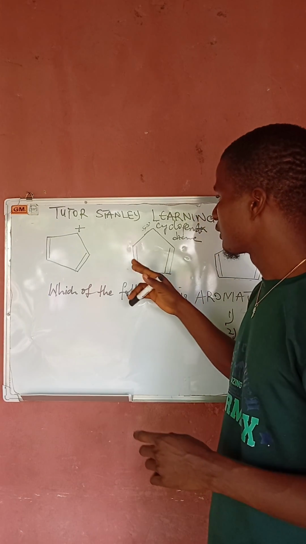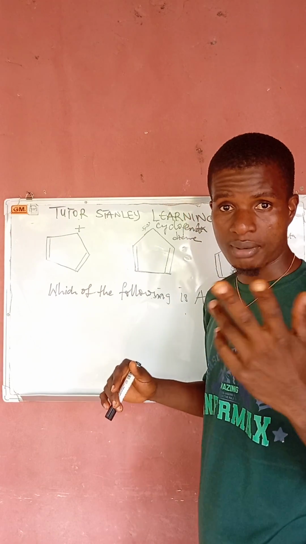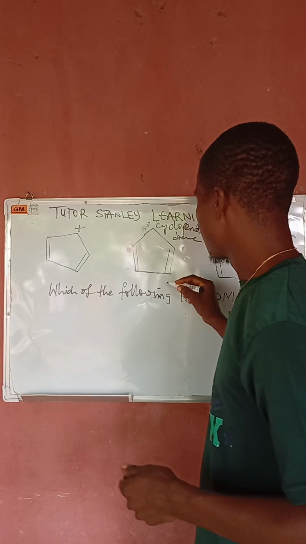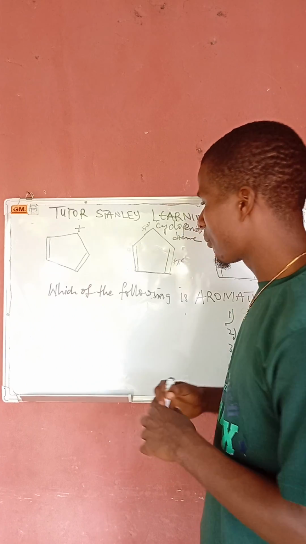The double bond, we can only see 2 double bonds here. And a double bond means 2 electrons. Chemistry student, can you remember? So since we have 2 double bonds here, this means 4 pi electrons. And the Huckel number says what?